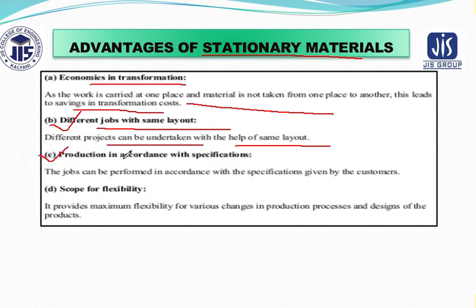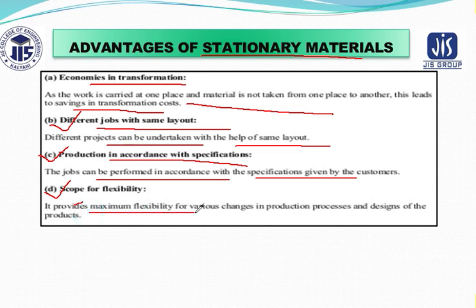Point number C. Production is in accordance with the specifications. So the job can be performed in accordance with the specifications given by the customer. Number D. Scope for flexibility. Basically, it provides maximum flexibility for various changes in production process and design of the product. So these are the various advantages of your stationary material layout.